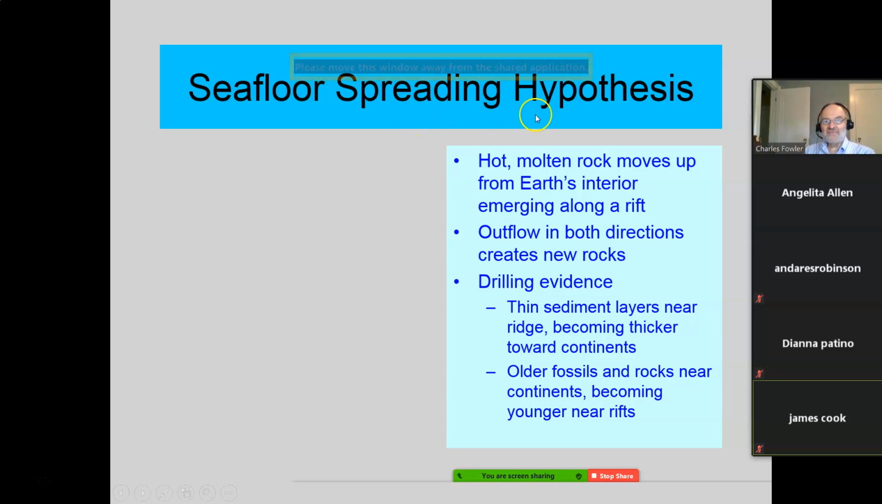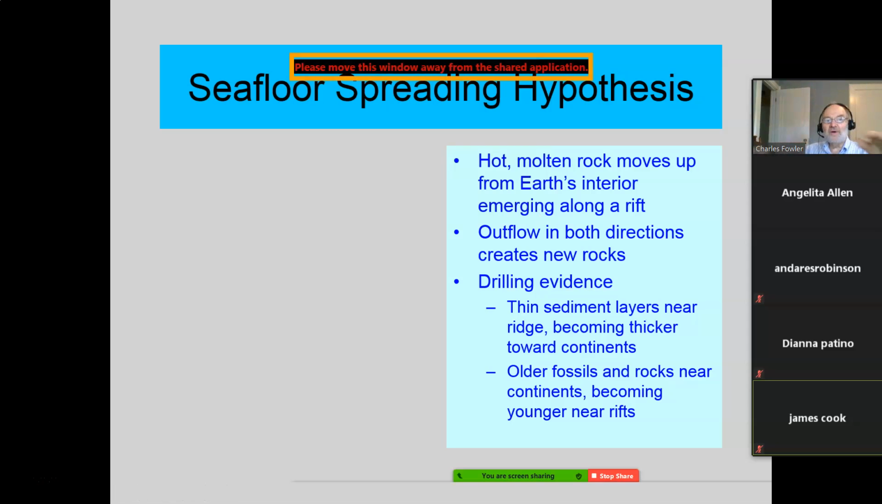Seafloor spreading hypothesis. Here's what they think. Hot molten rock moves up from the Earth's interior. Now, how far in the interior? That's hard to say. There's a real tendency to think it comes from that outer core. I don't think so, because that's way too much mantle to go through. This is from pretty much that asthenosphere. There can be pockets above the asthenosphere, but that's where I think most of this is coming from. It emerges along that rift, that place where the plates do split.